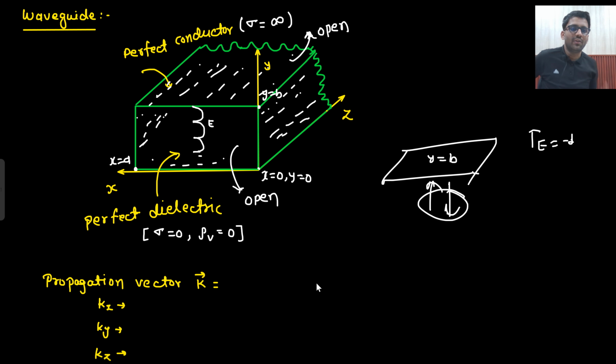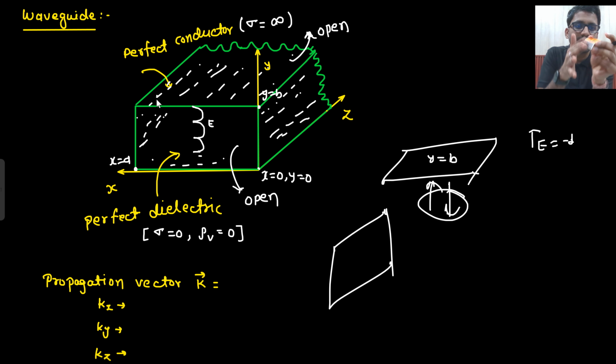In the x direction, what will it make? Let's just say it travels in the x direction. It travels here. So let's take this surface. What will be the equation of this surface? X equals a. The equation of this surface will be x equals a.